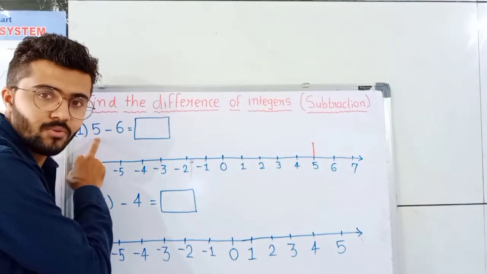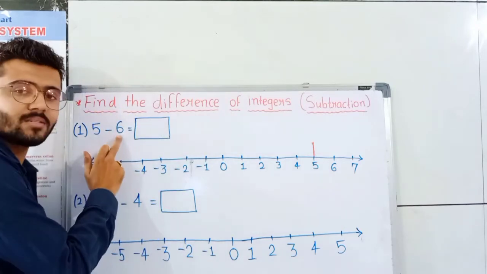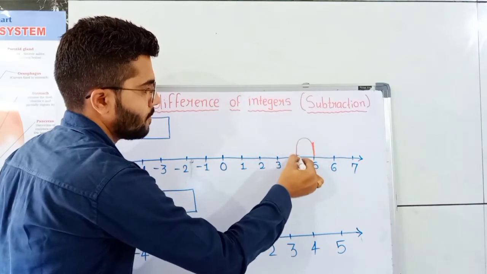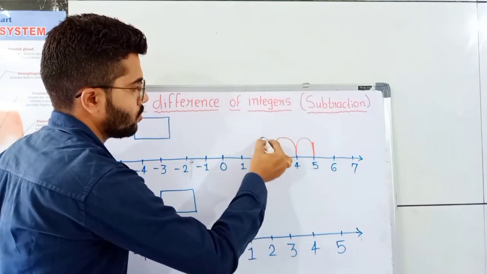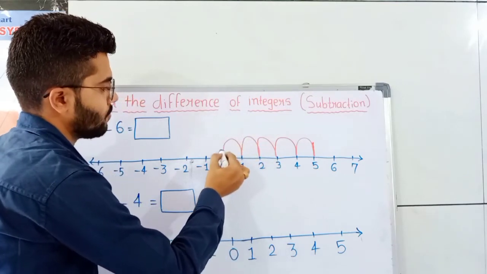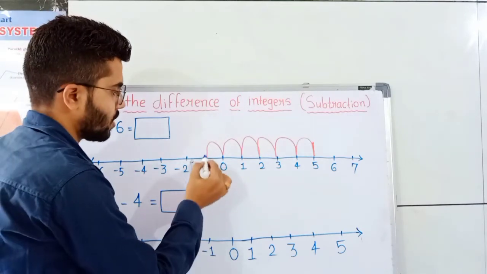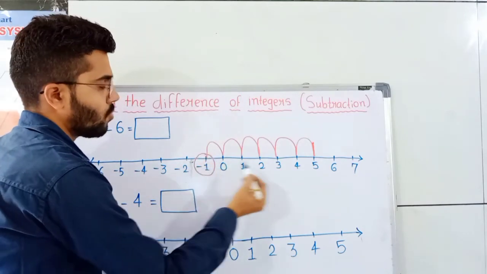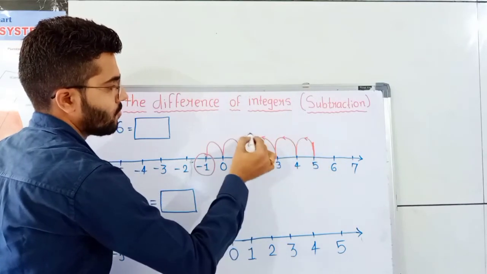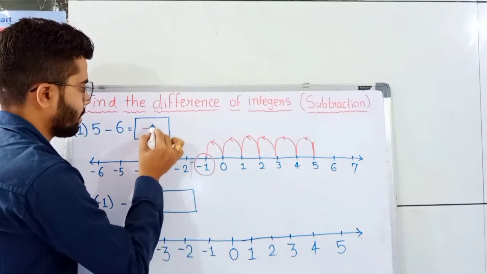So we are standing on 5. Now as it is subtraction, we will move left hand side. How many steps? 6 steps. So 1, 2, 3, 4, 5 and 6. So now we are at -1. So moving 6 steps towards left hand side of 5, we got answer -1.